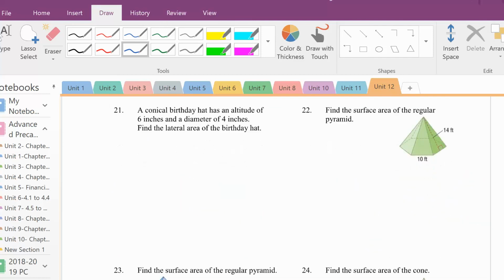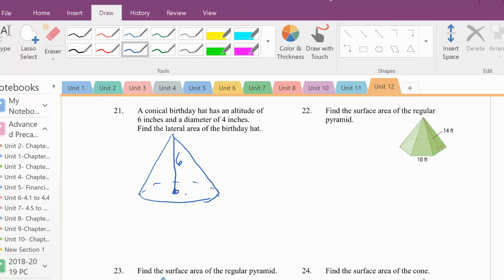All right, so here's some more examples. A conical birthday hat has an altitude of 6. So the altitude, remember, goes from the top to the base here, so the altitude is 6. The diameter is 4, so that means the radius is 2. And you want to find the lateral area, which means you have to find the slant height. So 2 squared plus 6 squared equals x squared. So then the square root of 40 is the slant height.